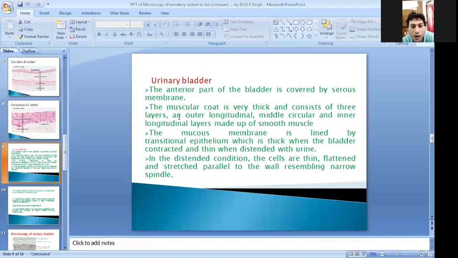Now, urinary bladder. The anterior part of the bladder is covered by serous membrane.